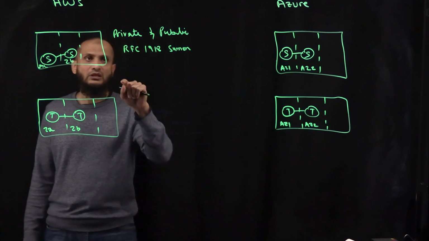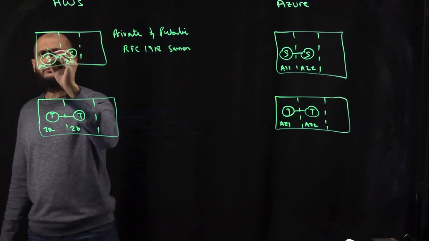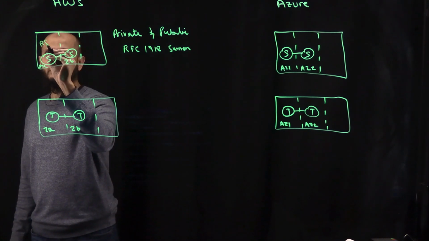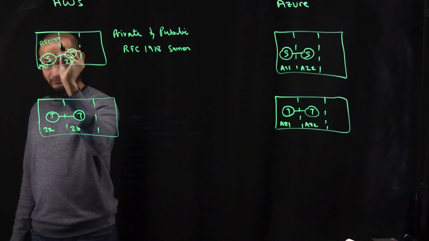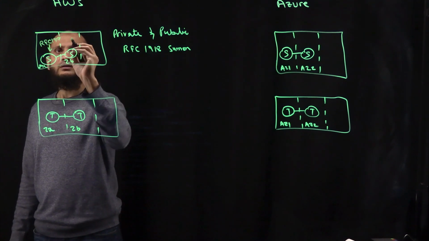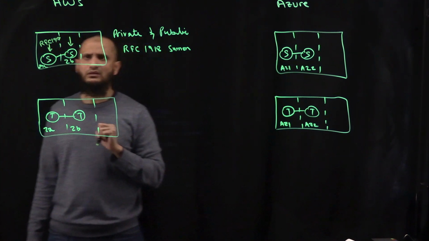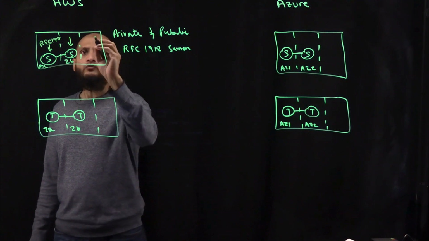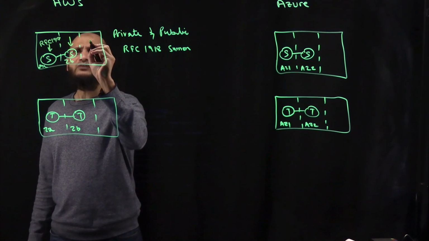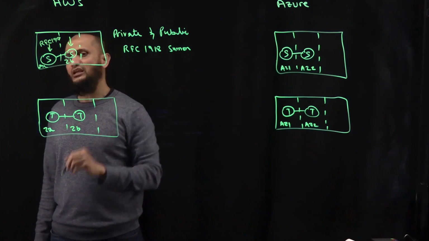For example, if you are in AZ2A, then those RFC 1918 summary routes will be pointing towards here. And for AZ2, it will be pointing towards the other HA gateway. For AZ3, it will be pointing towards either the primary gateway or the HA gateway.